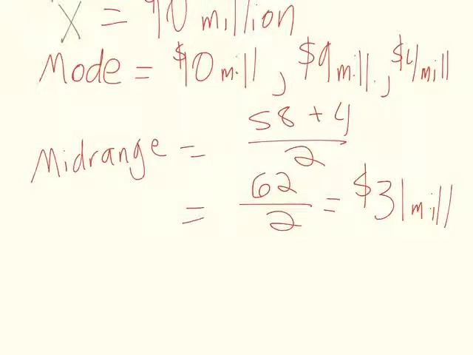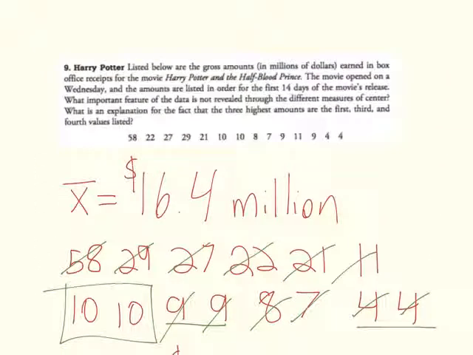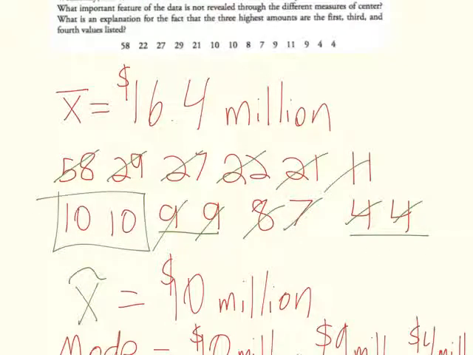Now let's go back up and have a look at the question that it asks us. Well, the first question's about the measures of center, the second one's not. What important feature of the data is not revealed through the different measures of center? Now, this one might be a little tricky at first to think about, okay? Because you look at that data and you think, well, what is it that we're not seeing?